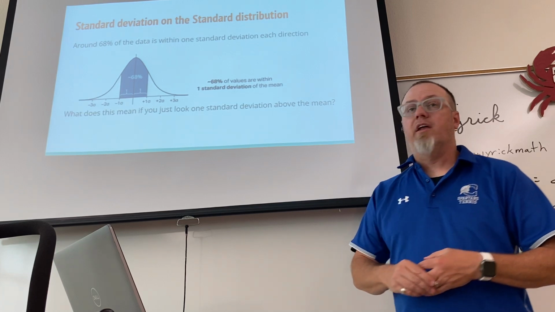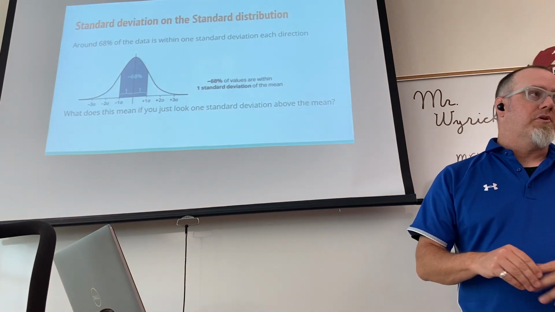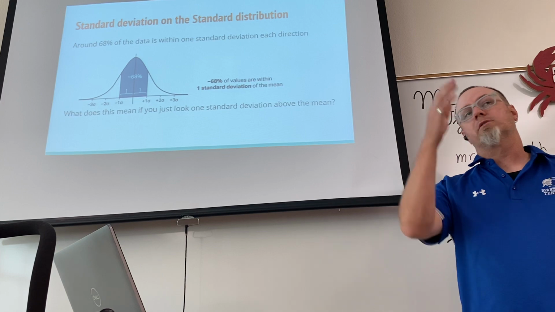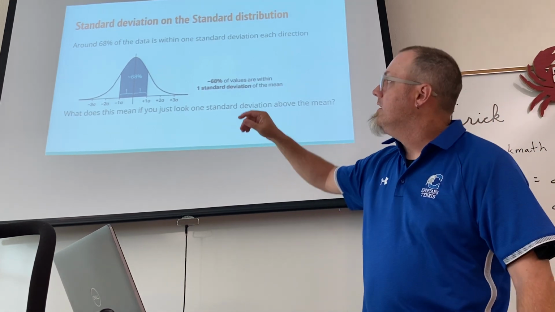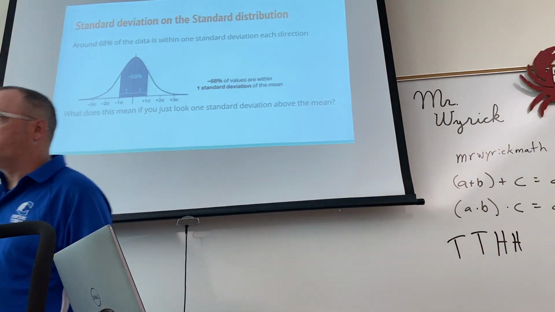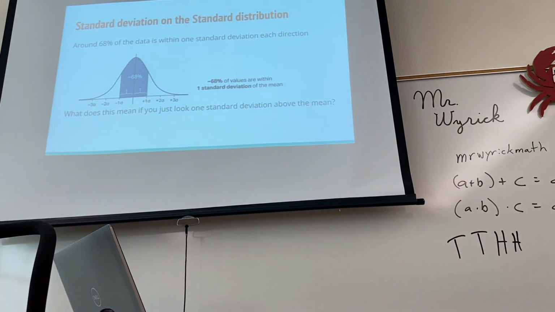So, standard deviation on the normal distribution. We talked about standard deviation. We talked a little bit about what that meant when we did the delivery problem. This is very, very important. You need this information for the upcoming exam. So, around 68% of the data is within one standard deviation in each direction. Okay? When they say within one standard deviation, they mean one above or one below.